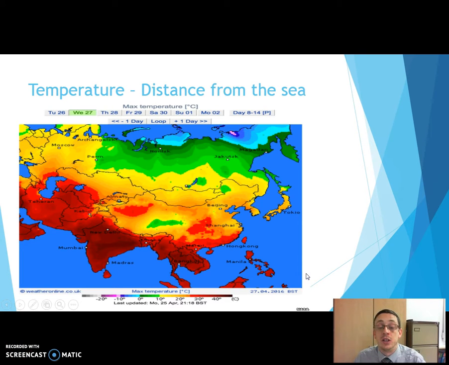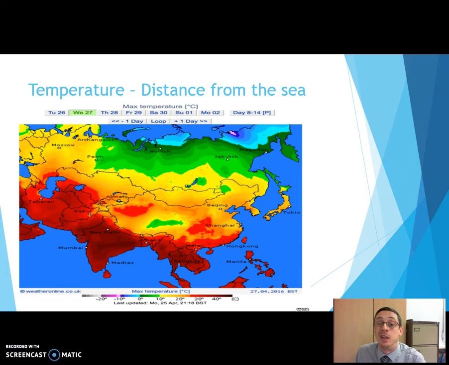Okay, so next and last with temperature, distance from the sea. Now this is a bit of an odd one. The diagram I've got here is obviously like a map of Asia, and it helps to an extent, but there are a lot of ifs and buts in it. Now, as a general rule, as you go away from the sea, temperatures increase in terms of their severity. Now, that means that temperatures will both reach much higher maximums, but also reach much lower minimums.